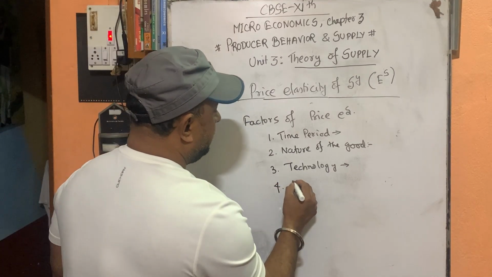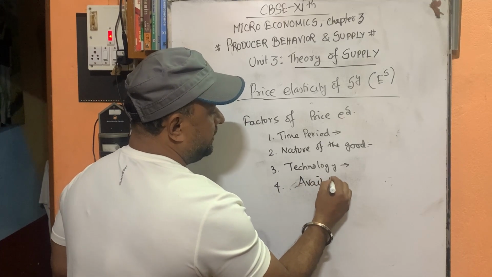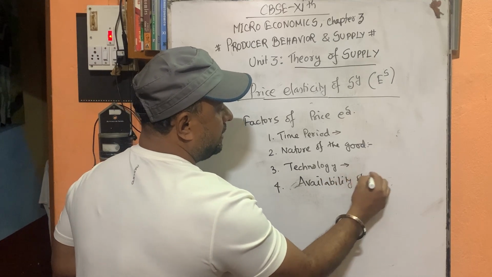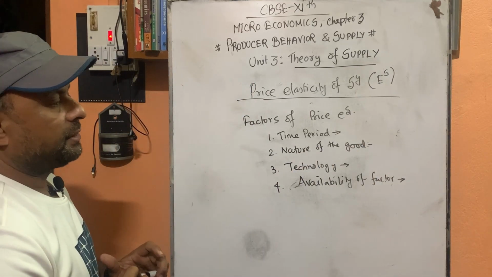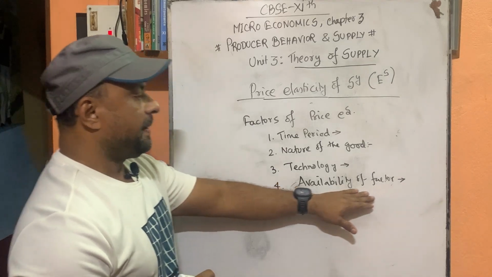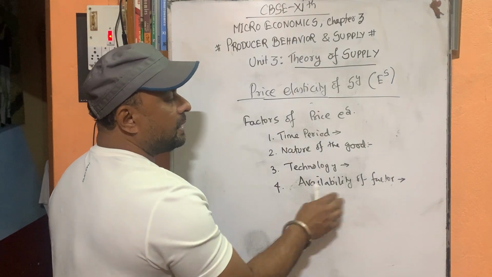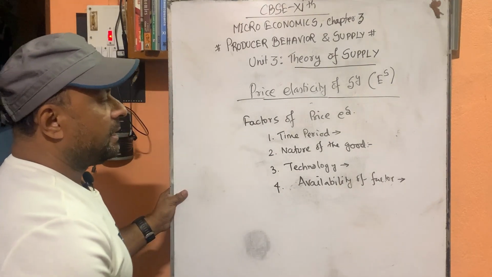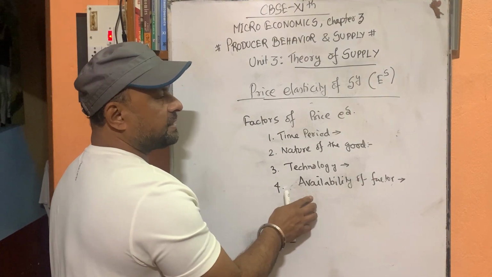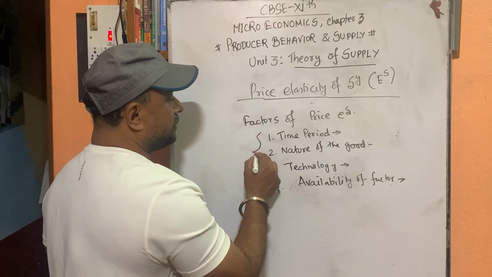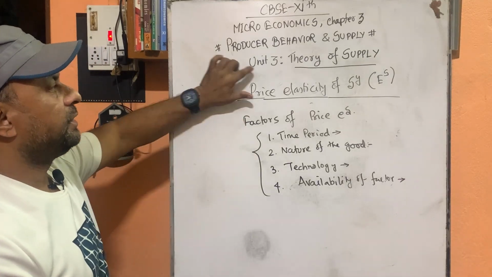Number 4, availability of factors. Okay, factors means the factors of production. If factors of production are available, price reaction is high because he can easily change the production. But in case of less availability of the factors, price reaction is low because he cannot get the factors available at all times. At that time price reaction is low. So these are the various factors of price elasticity of supply. So that's all about the price elasticity of supply and the unit theory of supply.